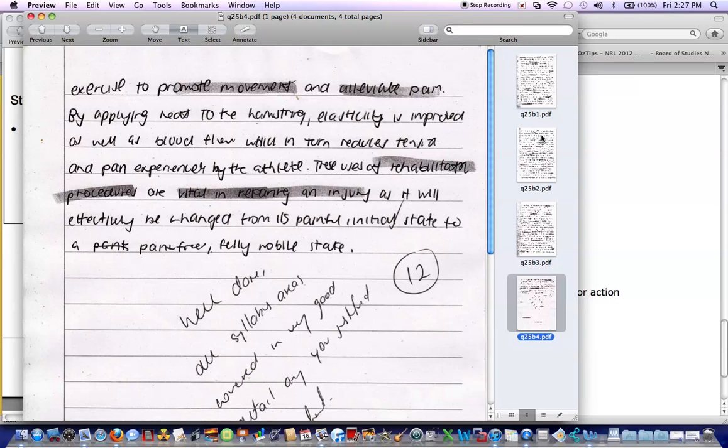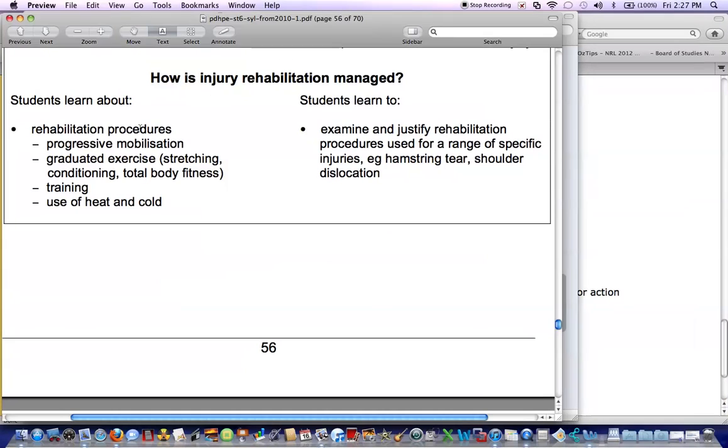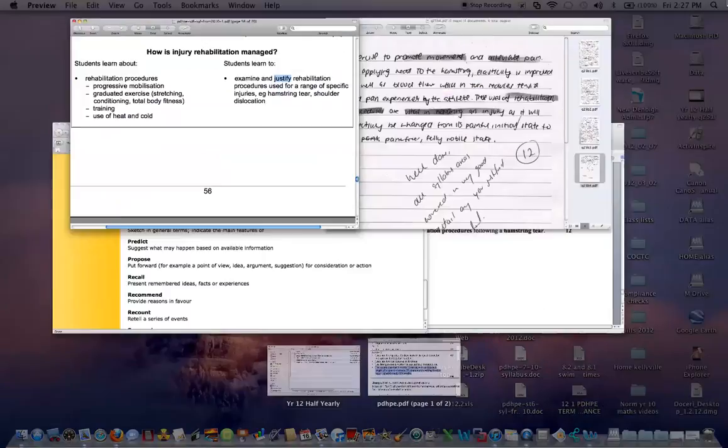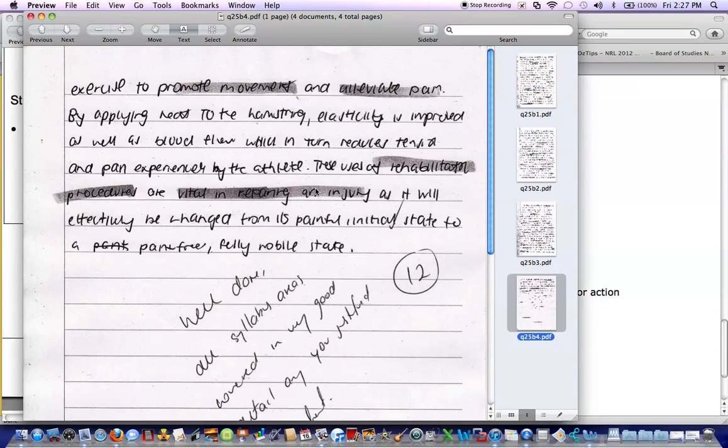First thing we notice is there are 1, 2, 3, 4 pages written, well and truly over 500 words. So he's covered that aspect there. We know that all 4 parts, progressive mobilisation, graduated exercise, including these 3, training and use of heat and cold, have all been done in relation to a hamstring tear. They've also been justified. He continually kept saying the importance of it, that it must be included, therefore this is important. Those are the things that made this answer very, very good.